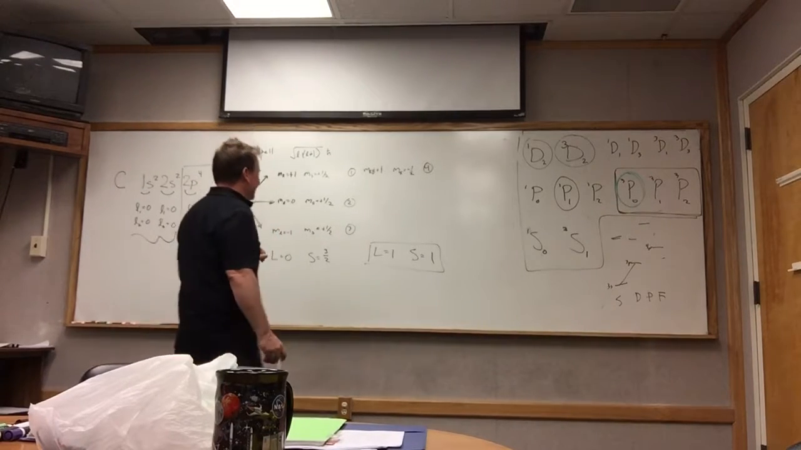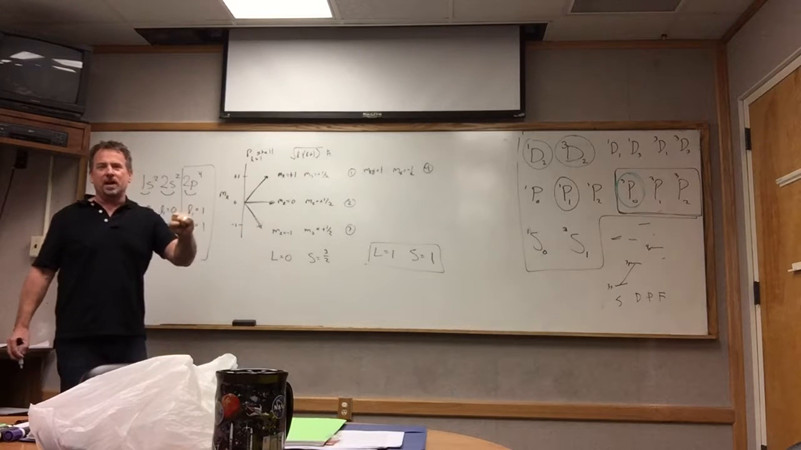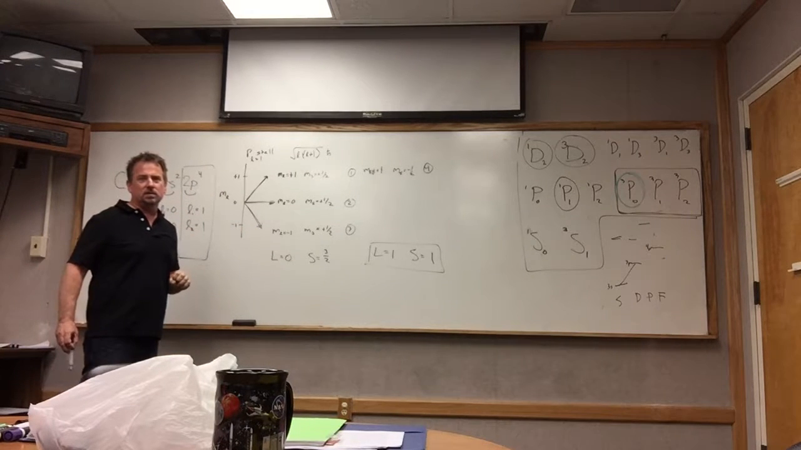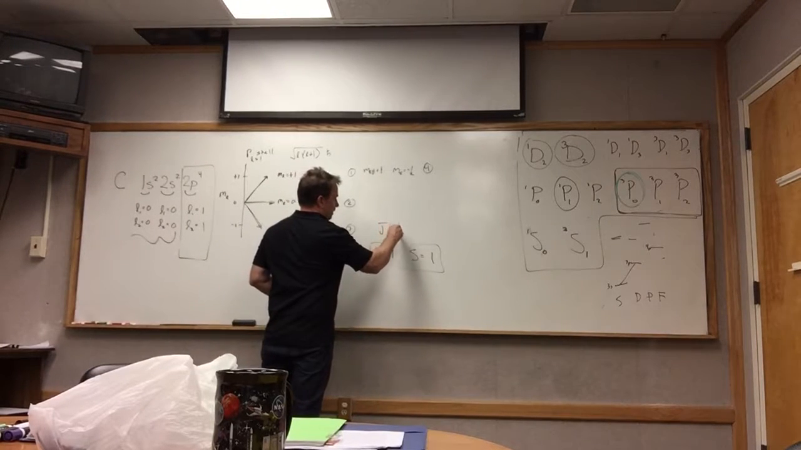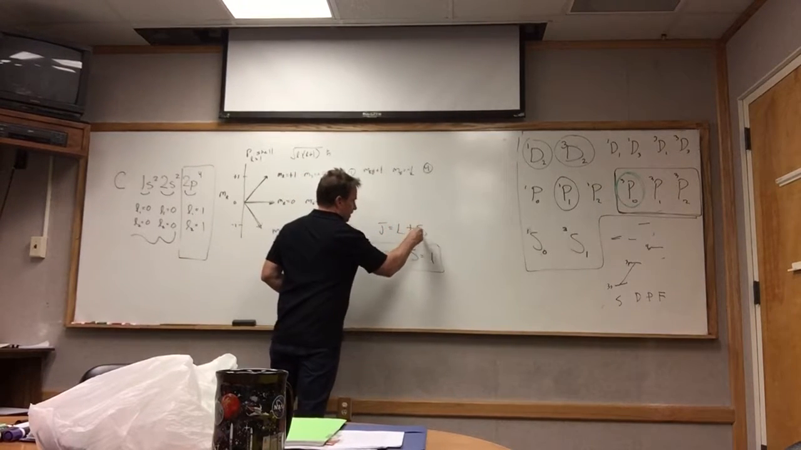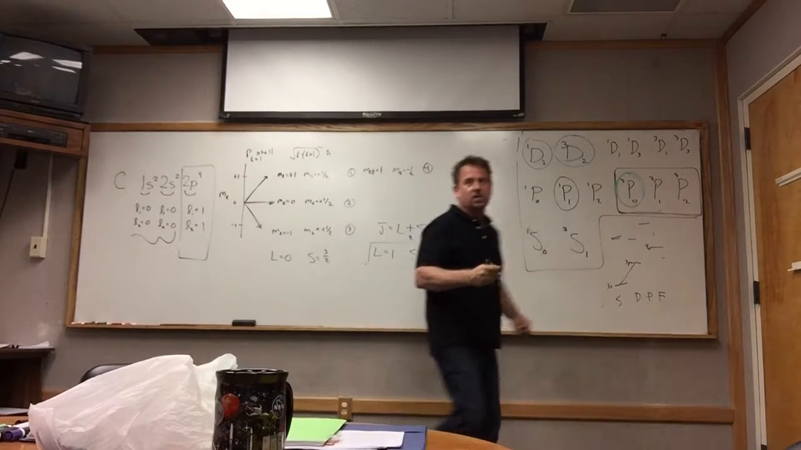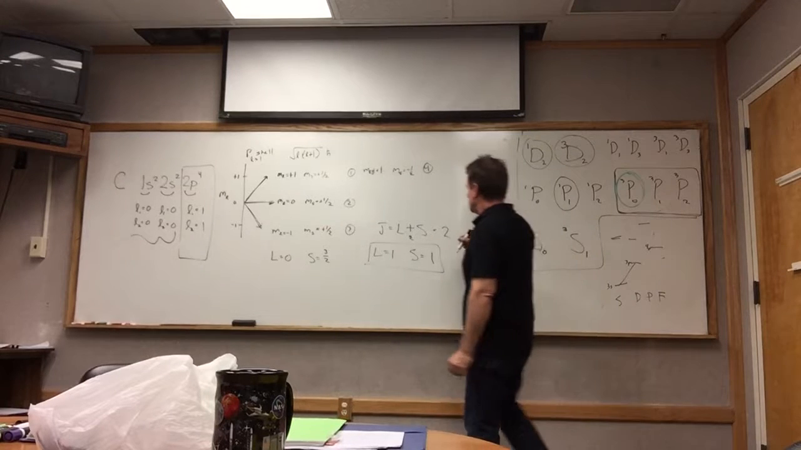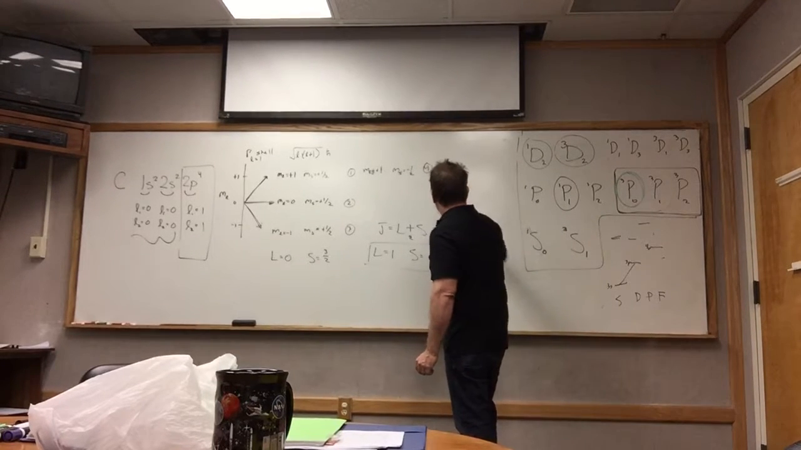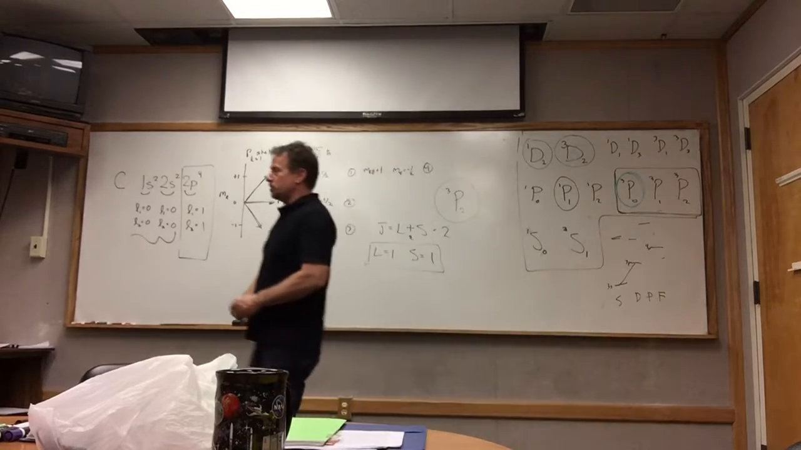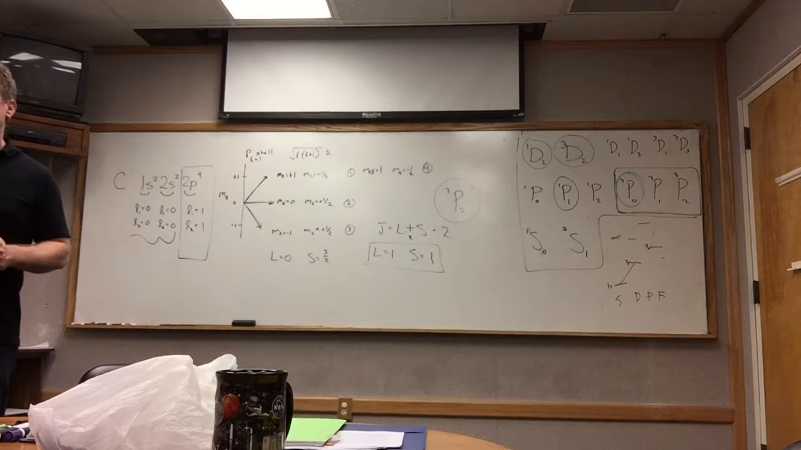You're late. Okay, is the shell half full? Half full, more than half full or less than half full? More. Okay, so what is J? 2, plus S. So what's the Russell-Saunders state term? That, if you look on your periodic table, is the ground state of oxygen.